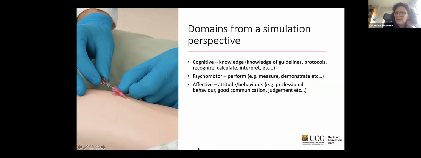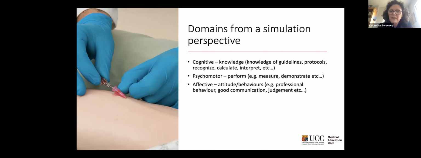Just thinking about the psychomotor, the cognitive and the affective domains in terms of writing learning outcomes. In a cognitive domain, the kind of things you might be assessing from a simulation perspective would be knowledge of guidelines or protocols. So, do they know the proper sequence of events in performing CPR or whatever? You'd be looking at recognition. Do they recognize an abnormal ECG? Can they read it? Can they interpret it? Can they calculate a drug dosage, for example? They're all things that would be in the cognitive domain.